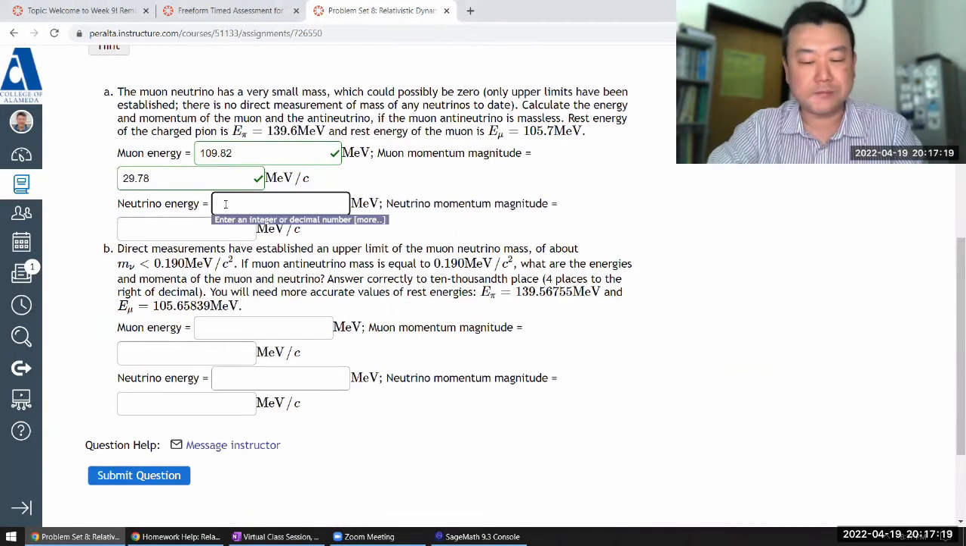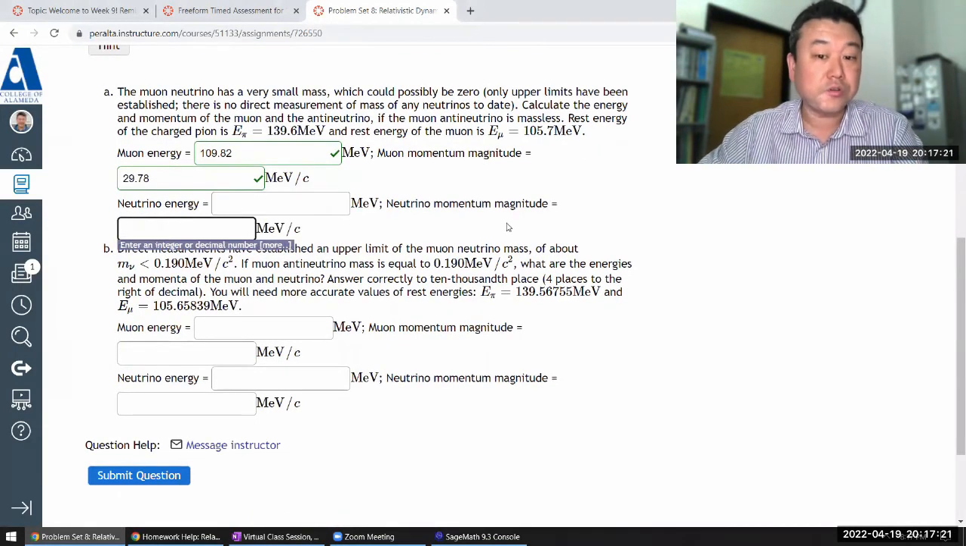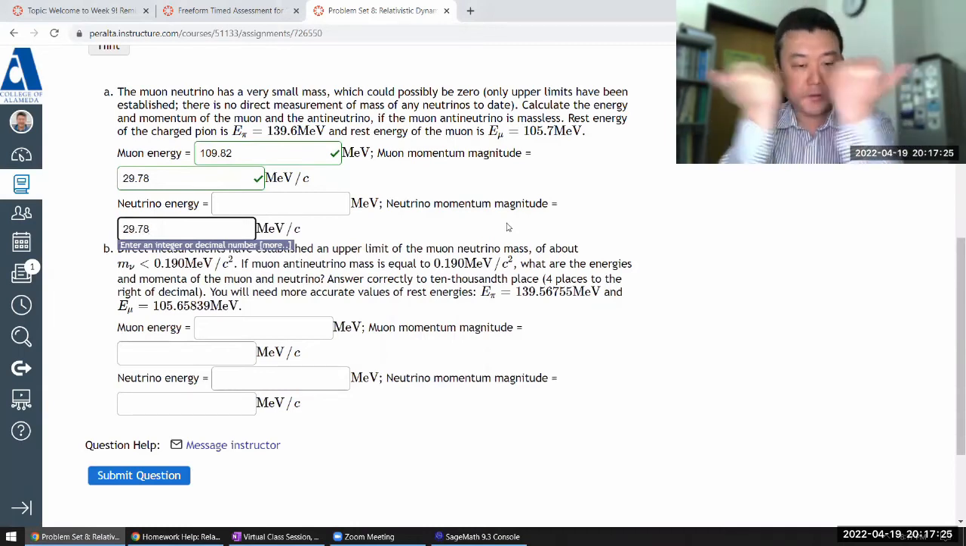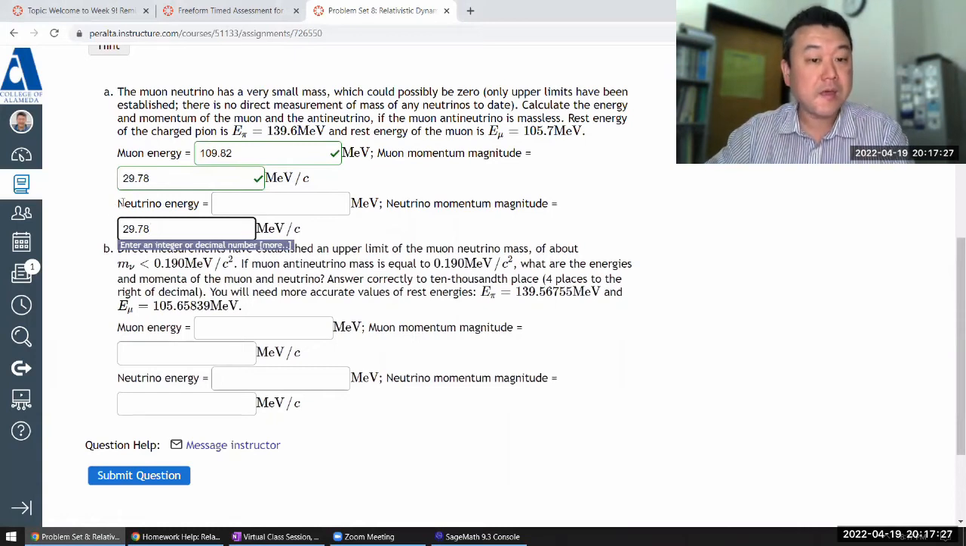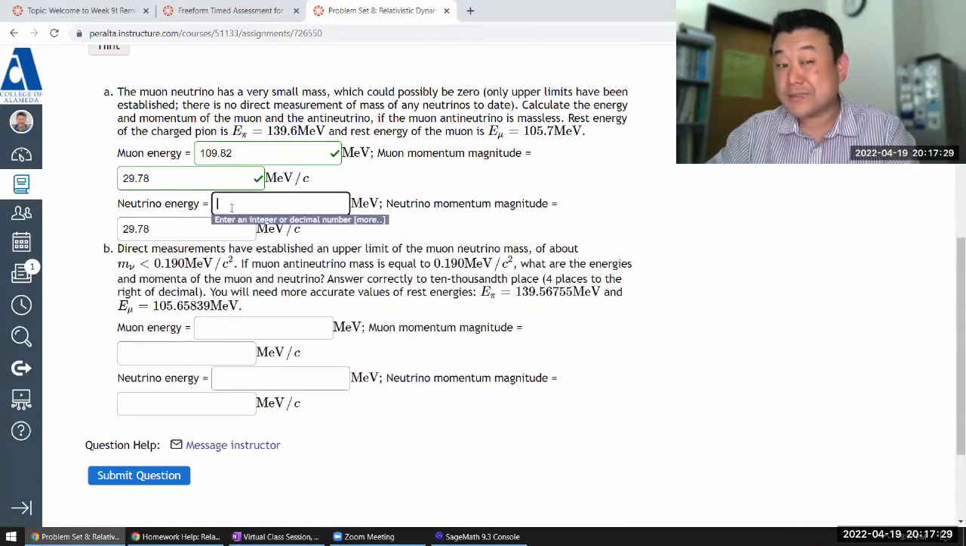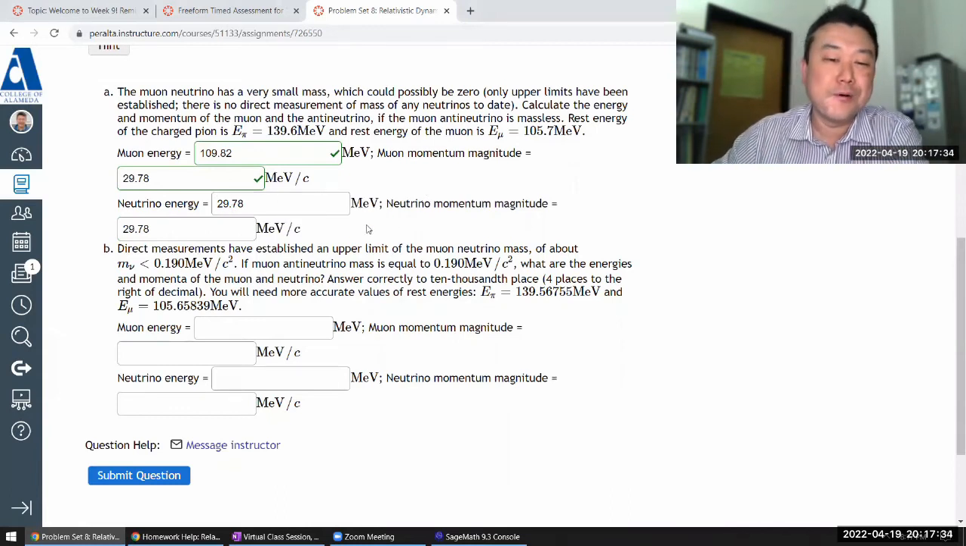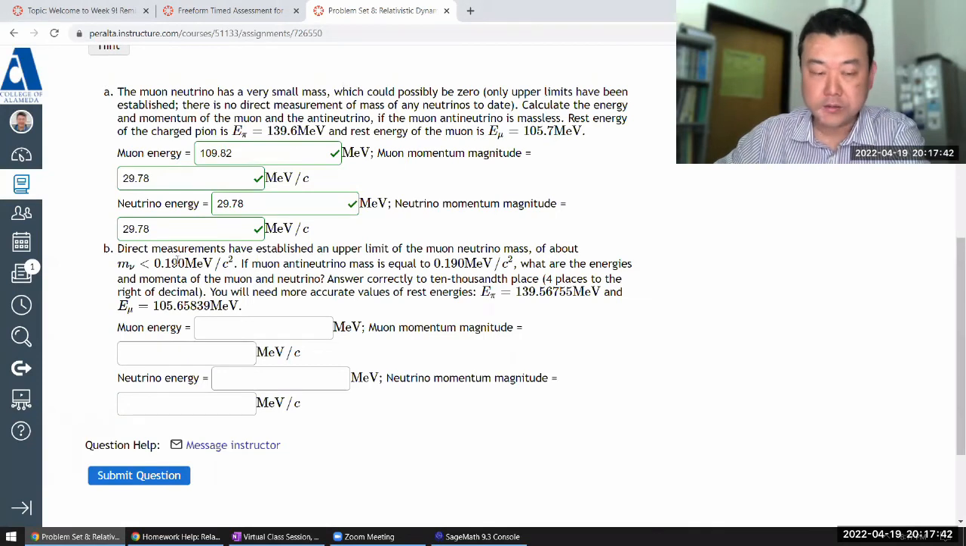Neutrino energy. Neutrino momentum magnitude will be the same. It's going in the opposite direction, but the magnitude is the same. And if the neutrino is massless, its energy is actually the same numerical value as momentum in the unit system where c is equal to 1. So that's the easier version.